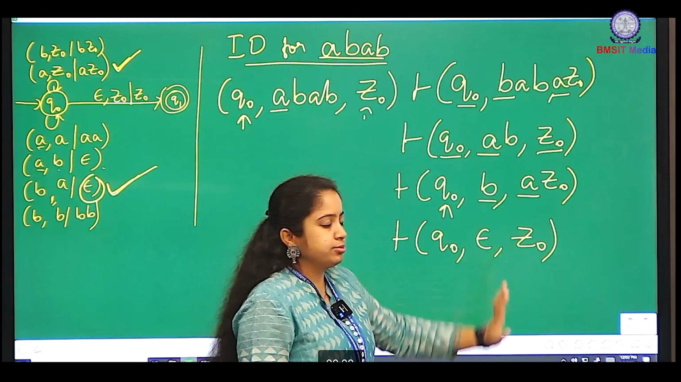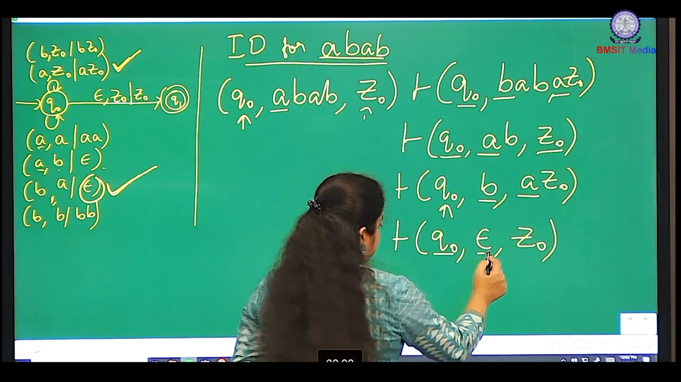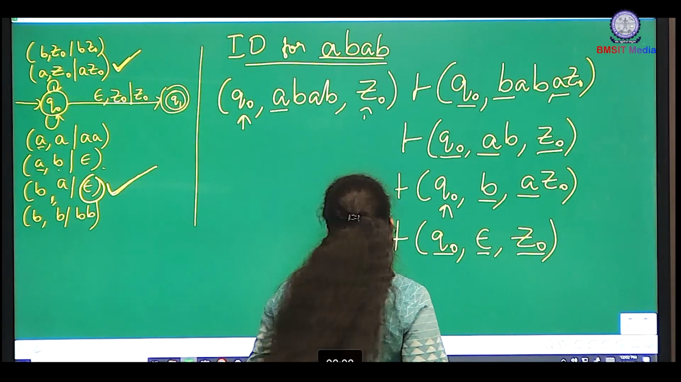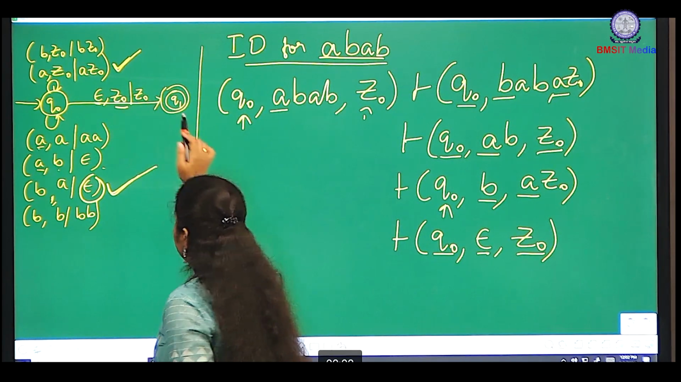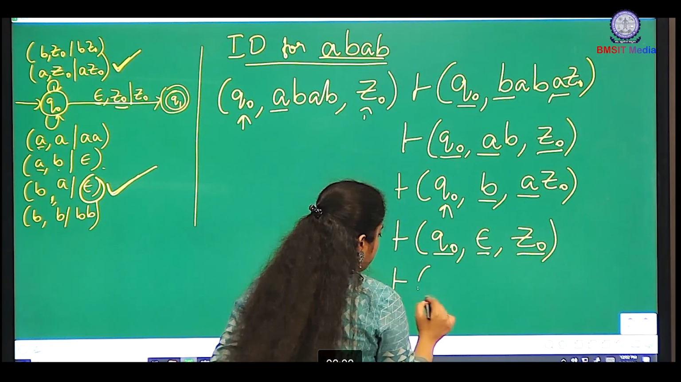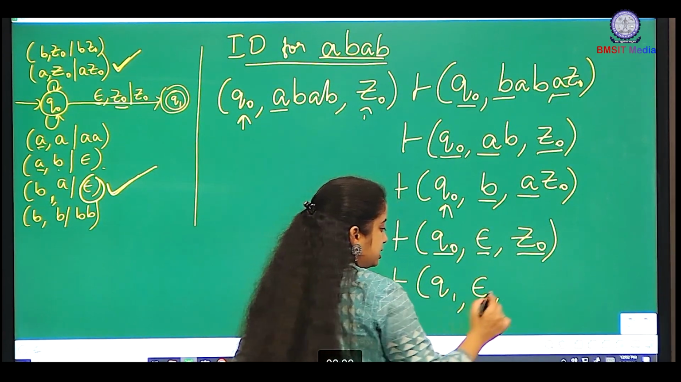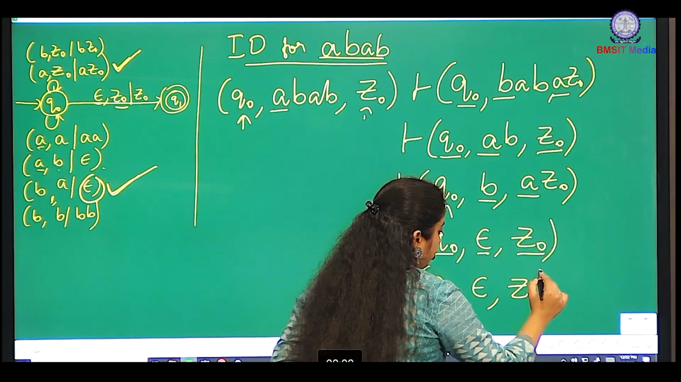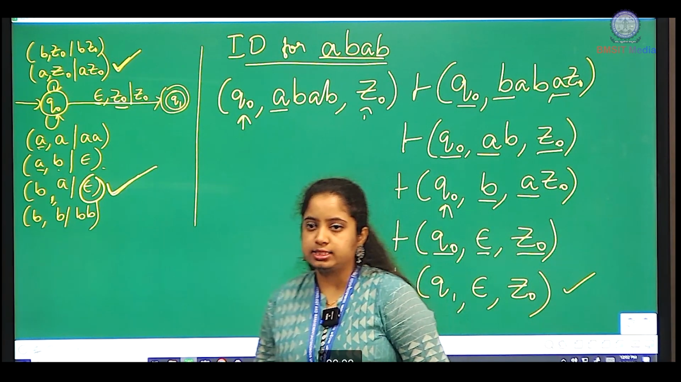So Q0, epsilon, Z0. Now Q0 is reading epsilon and the stack symbol is Z0. What do you do? You just move to the final state Q1, keeping the string epsilon and Z0 as it is. You have reached the final state Q1. So this is accepted.